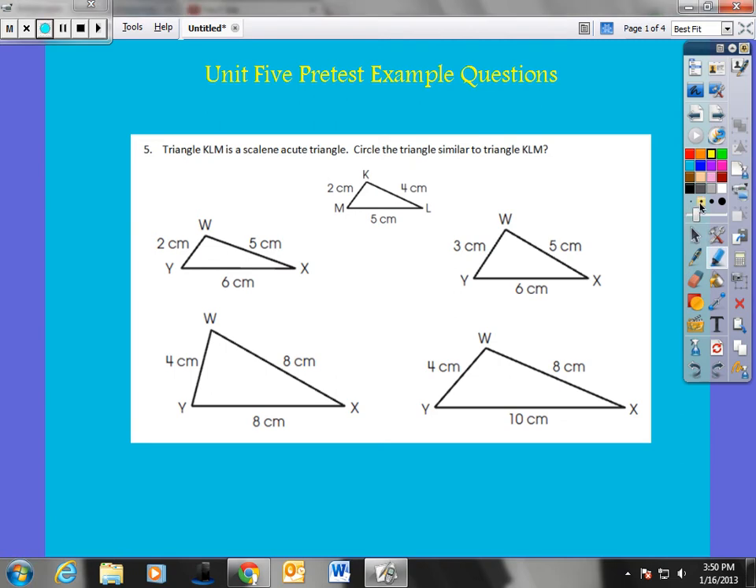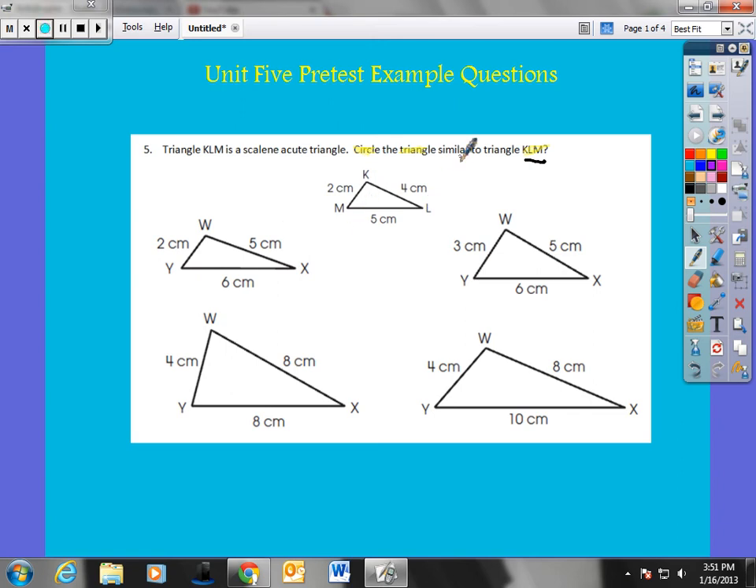I'm going to read the directions first. It says triangle KLM is a scalene acute triangle. Circle the triangle similar to triangle KLM. Now, I think on the pretest someone was a little confused about which triangle was KLM. Well, all you really had to do is look at the letters that go around it, and that'd be a good indicator of which one KLM is, and this is the only one that has a K in it, KLM.